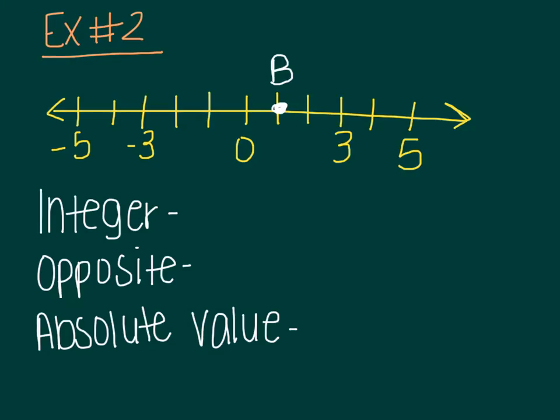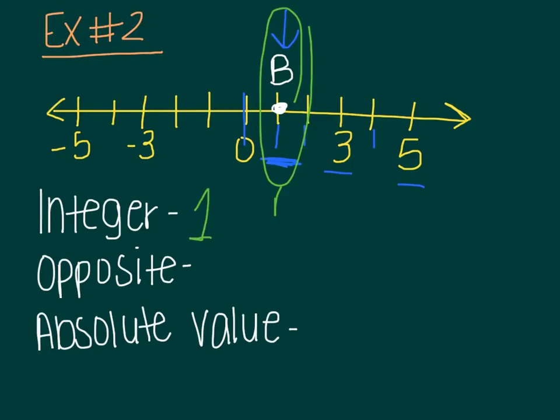Example number 2, we have point B, and we have to figure out what the number is because it doesn't tell us. So it looks like here's 0, and I have 2 lines, and then I have 3, then I have another line, and then I have 5. So it looks like it's counting by ones. So it looks like B is on the 1. So that is my integer, 1.